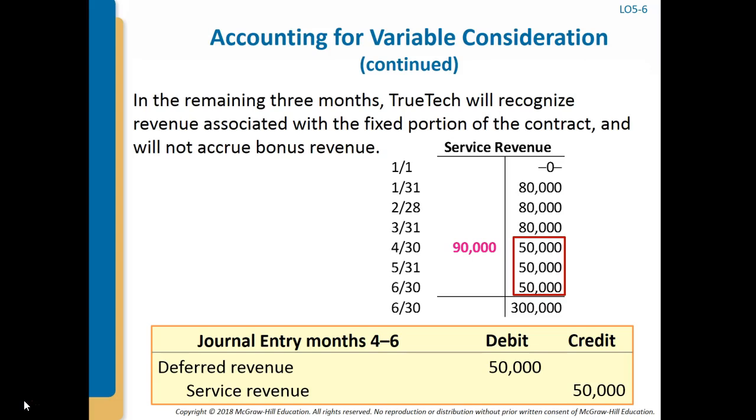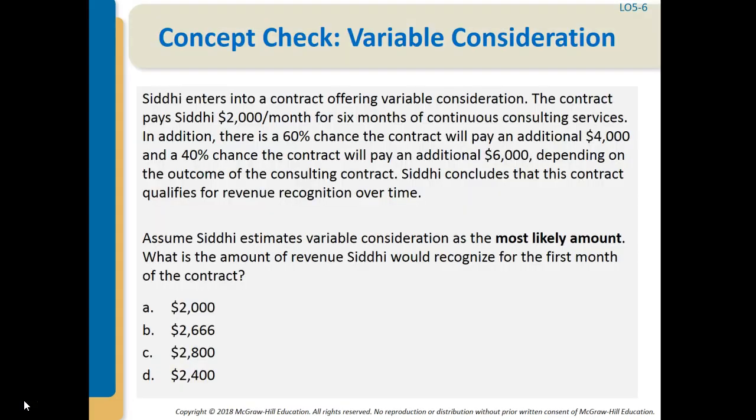As $150,000 is the remaining amount to be recognized of the $300,000 in April, TrueTech recognizes $50,000 each month for 3 months. Let's check another question here.